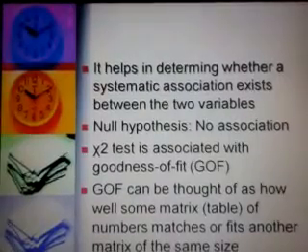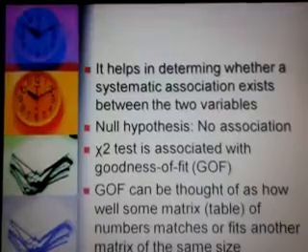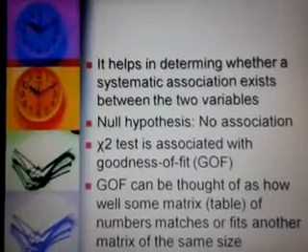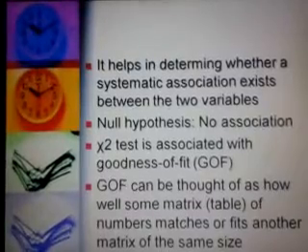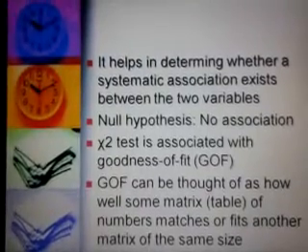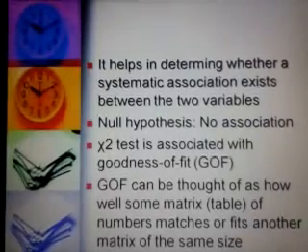It helps in determining whether a systematic association exists between the two variables. So two variables, gender and age: is there any systematic association there? Using the chi-square test we can do that. The null hypothesis is that there is no association.